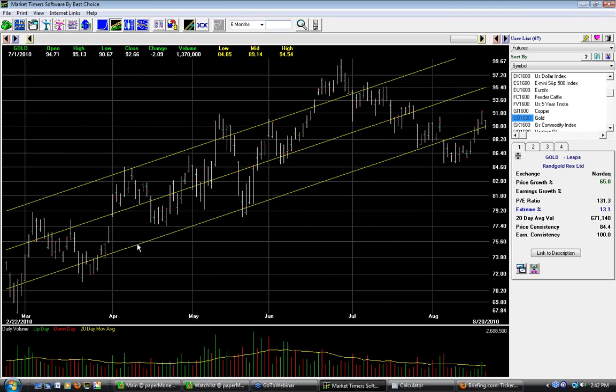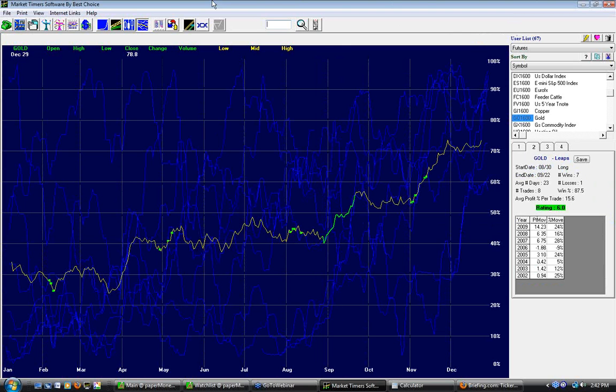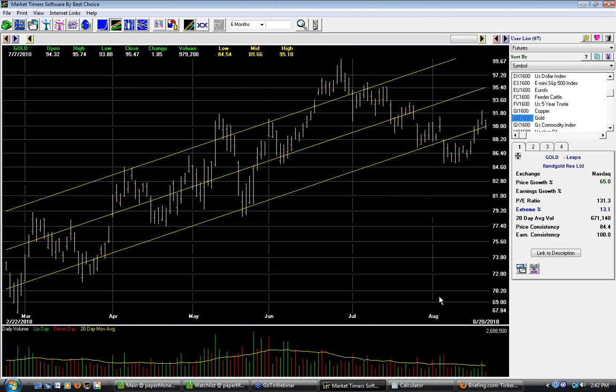So I could see the stock's gone 1, 2, 3, 4 times up and down in a 6-month period of time. Good volatility. Spread of about $11 between 84 and 95, $11 on a 95 stock. Again, I'd like to see it higher, but it's around 11, 12%. That's good. Now I've got a historical great probability, looking for about a 15.6% move.